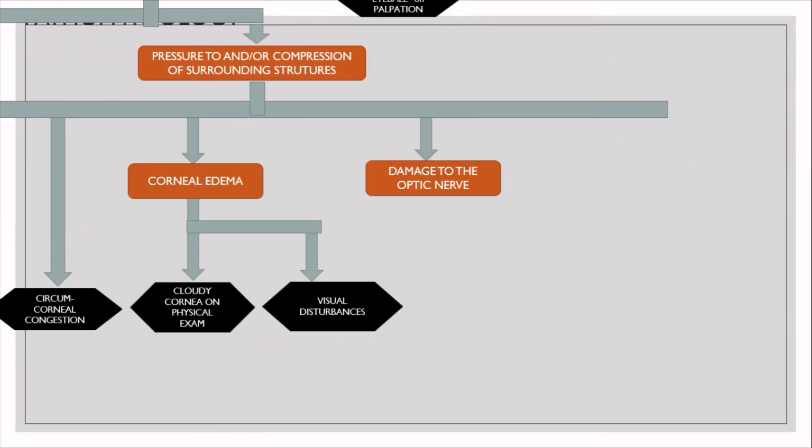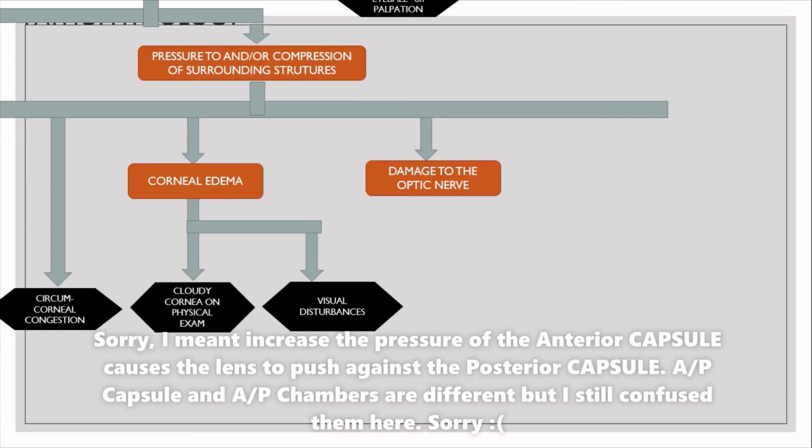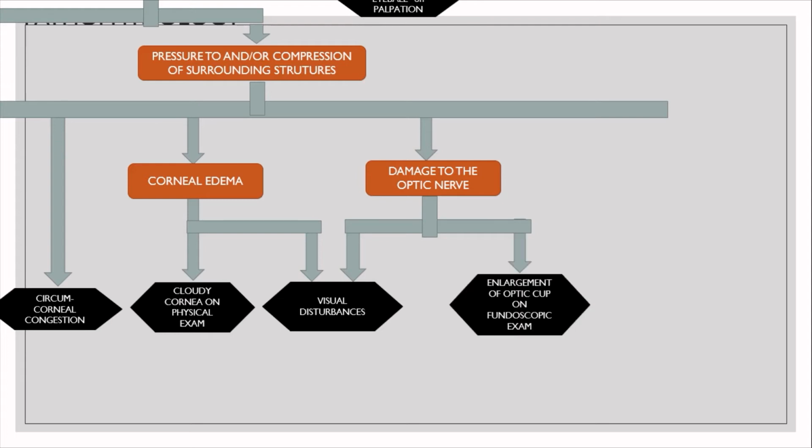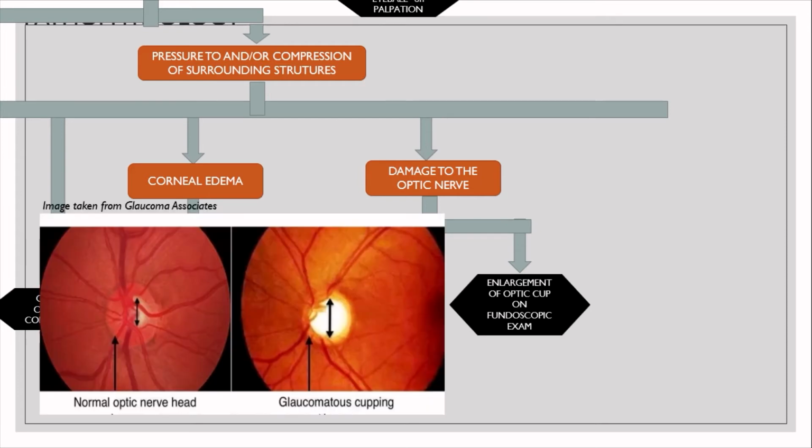So this intraocular pressure increase can also cause damage to the optic nerve. Theoretically, what happens is that the increase in the pressure in the anterior chamber causes the lens to push against the posterior chamber, which also increases pressure there. And so this increasing pressure can damage your optic nerve, and this also results in visual disturbances and an enlargement of the optic cup on fundoscopic exam. So we can see this here.